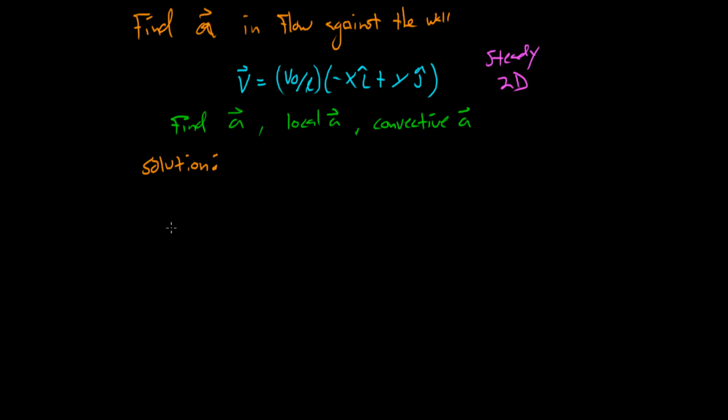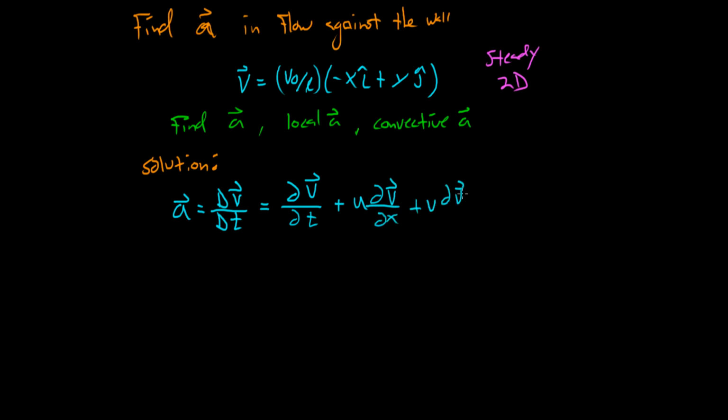So first off, we're just going to tap into the definition again. The acceleration is defined as the substantial derivative with respect to time of the velocity. Remember, that substantial derivative is just applying the chain rule to the fact that the velocity is a function of time and space. And so when we do this, we get the partial of the velocity vector with respect to time, but we also get these extra terms, u dv dx plus v dv dy plus w dv dz.